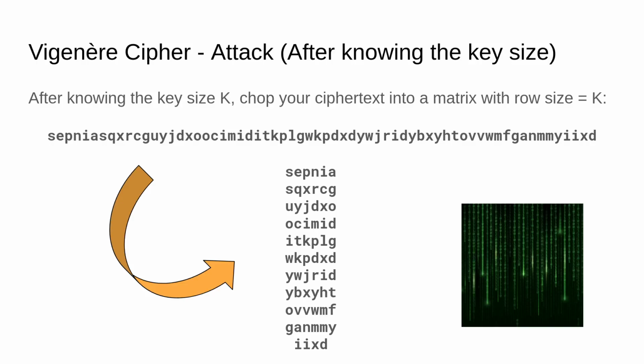For example, for the first column, we can try A, and then we calculate the chi-square for S, S, U, O, I, and so on. Then we can try the letter B. If it's B, then all the letters will be shifted by 1. So S will become T, the second S will also become T, and U will become V. Then we perform chi-square on T, T, V, and so on. We do that for all possible keys, which is A to Z, and whichever key generates the lowest chi-square value will be the target key.